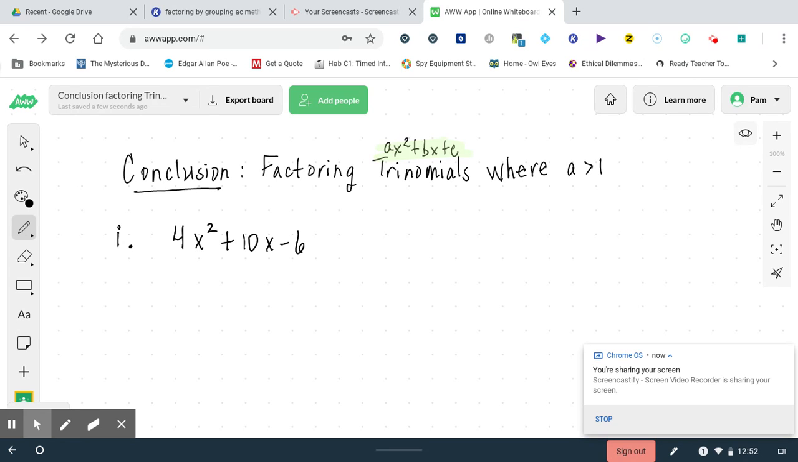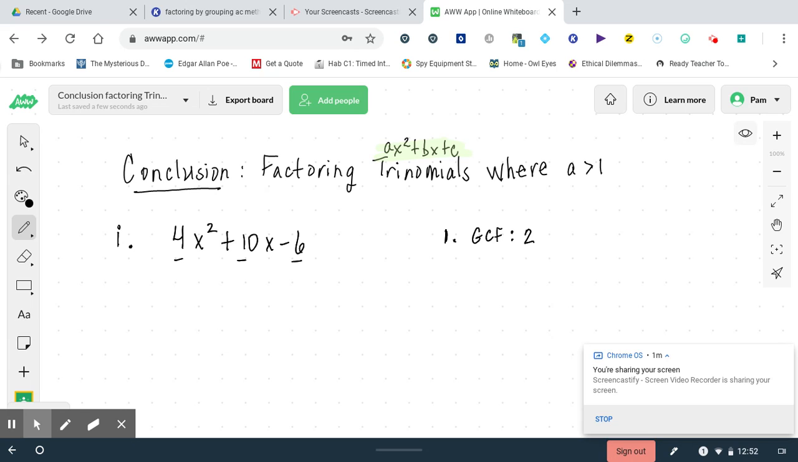I know we already started on I in the previous video where we were connected, but I'm just going to start on I again. All right, so the first step is to look for a GCF. Between 4, 10, and 6, the greatest divisor is a 2. 4x squared has an x, 10x has an x, but negative 6 doesn't have an x. So I cannot include x in my GCF.